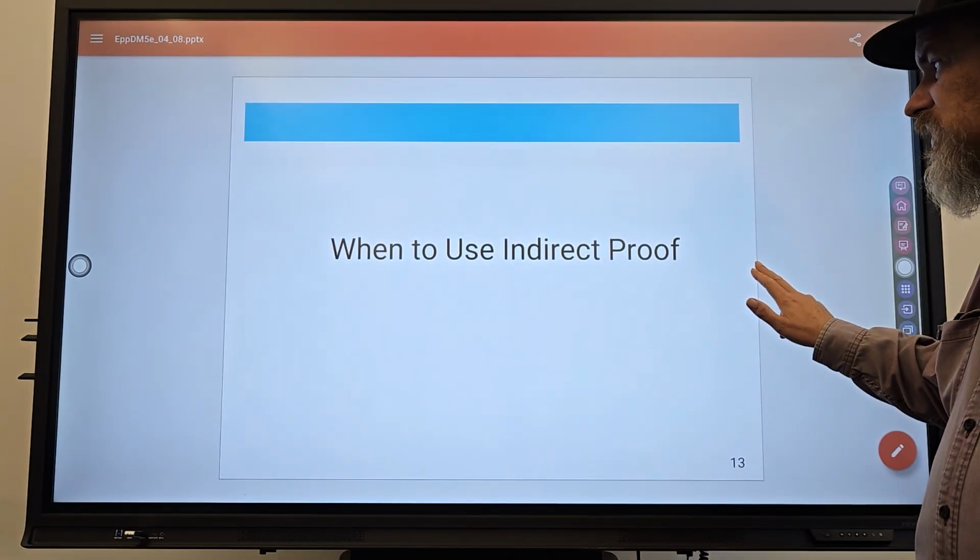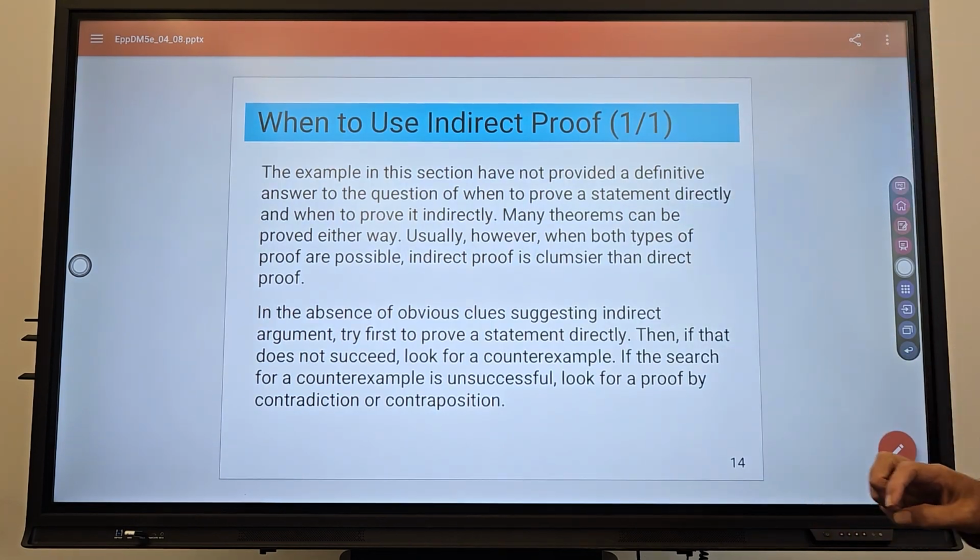When to use indirect proof? Examples in this section have not provided a definitive answer to the question of when to prove a statement directly or when to prove it indirectly. And many theorems can be proved either way. When both types are possible, indirect proofs have a tendency to be a little bit clumsier than direct proofs. In the absence of obvious clues suggesting indirect argument, try first to prove a statement directly.